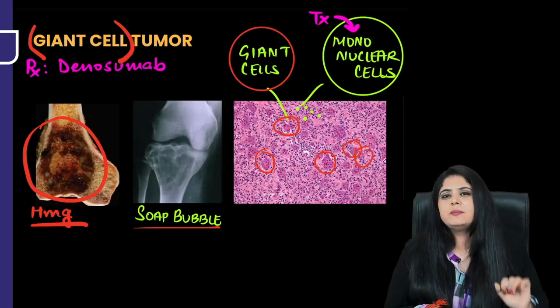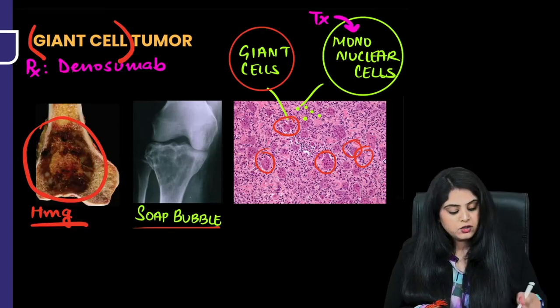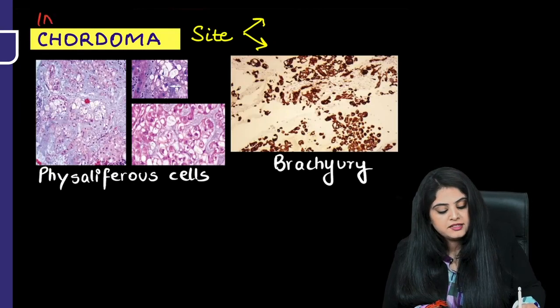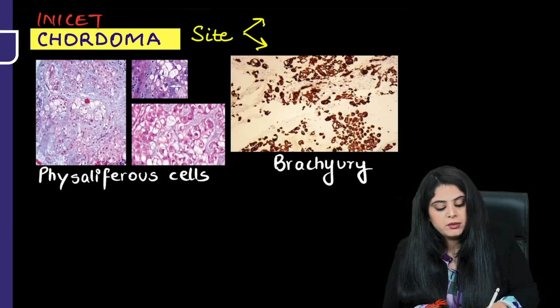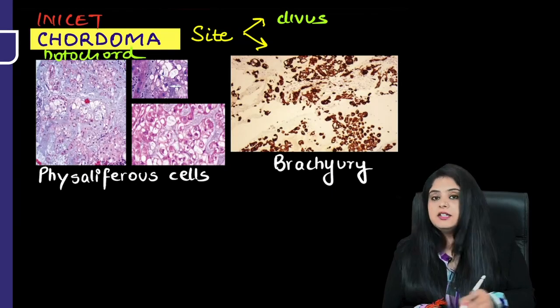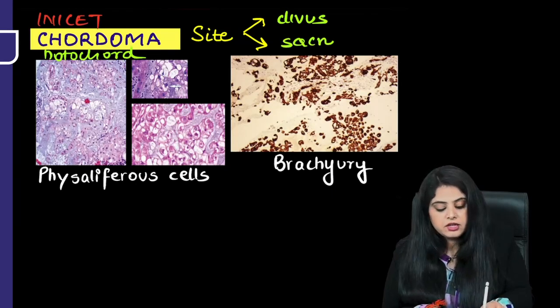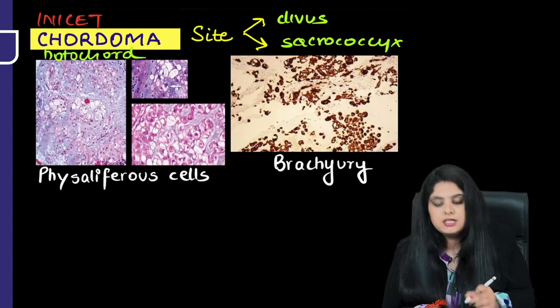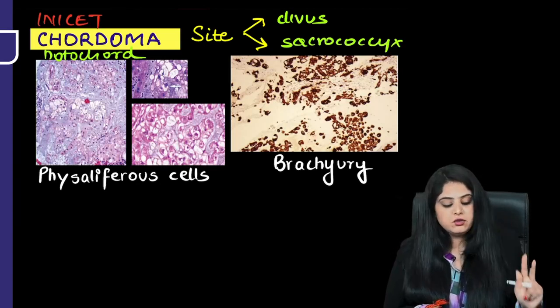Now I'm left with some miscellaneous things. There is one tumor which is very important for the INI-CET exam, and that is going to be chordoma. Chord means this is the one that is coming from the notochord. The origin of this is going to be the notochord. So where does this occur? This is either going to occur in the clivus or in the sacrococcygeal region. These are the two sites, clivus and sacrococcygeal region.